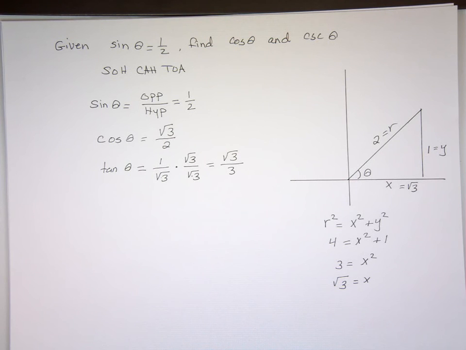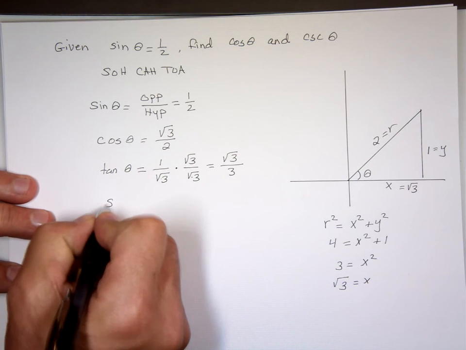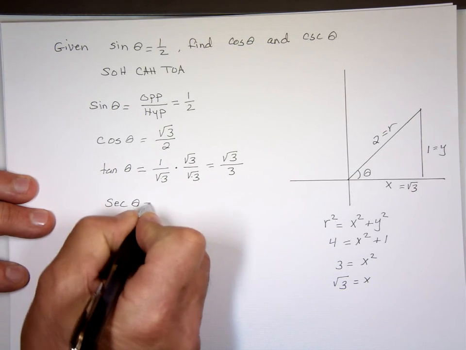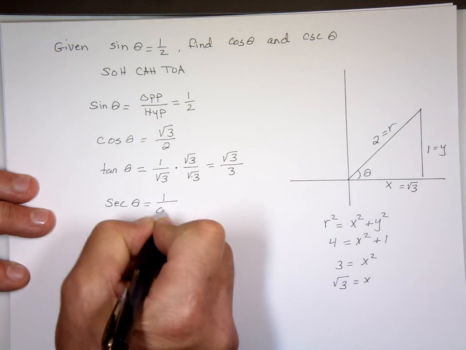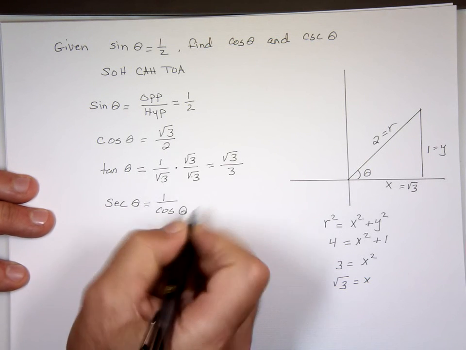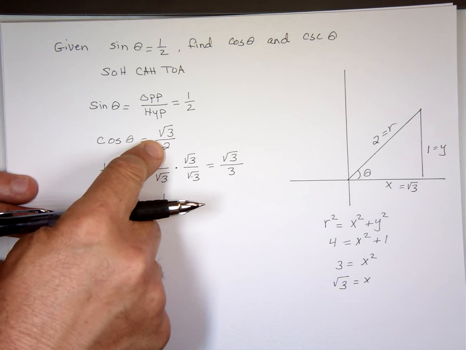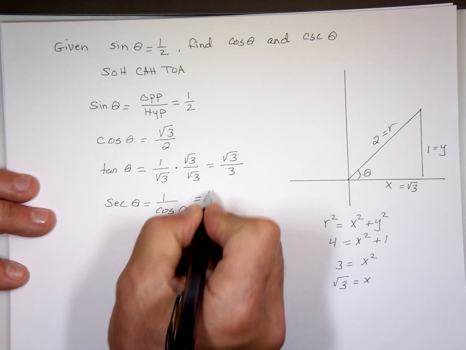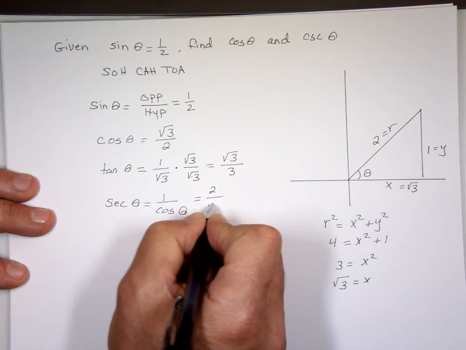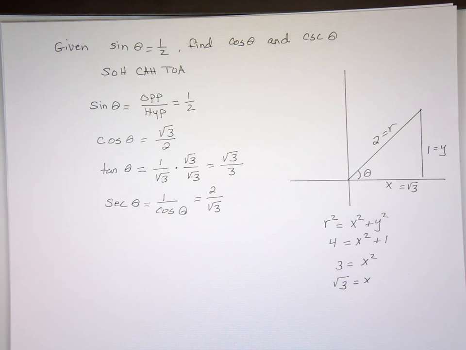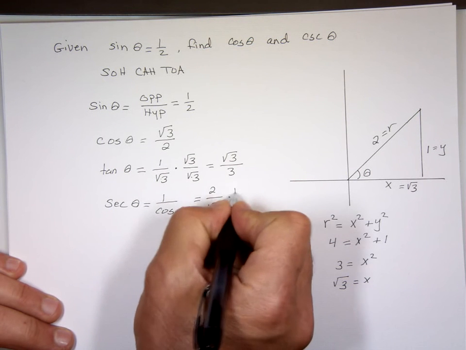Secant. Secant is 1 over cosine theta. Find your cosine and flip it. There's your cosine. Flip it. 2 over the square root of 3. Again, we don't want to see a square root in the bottom. Multiply the top and the bottom by the square root of 3.